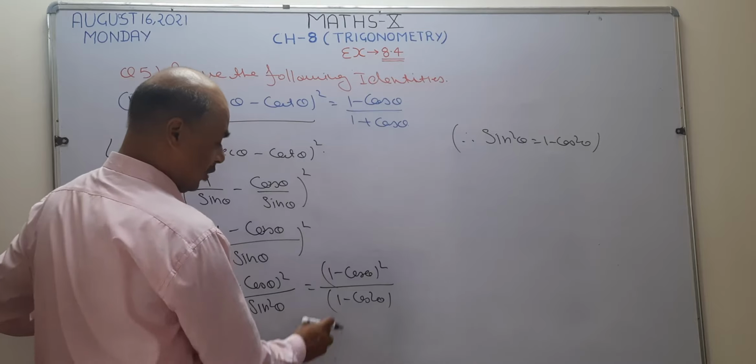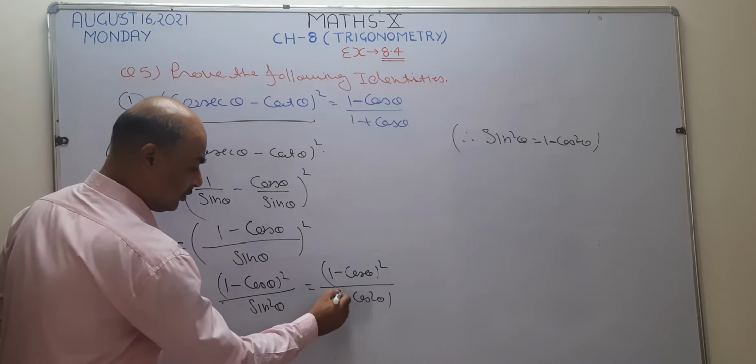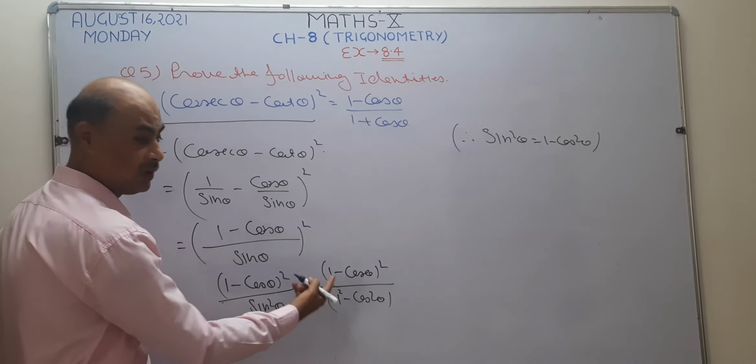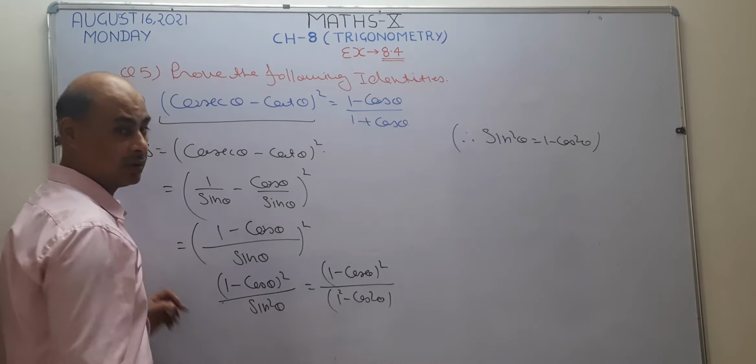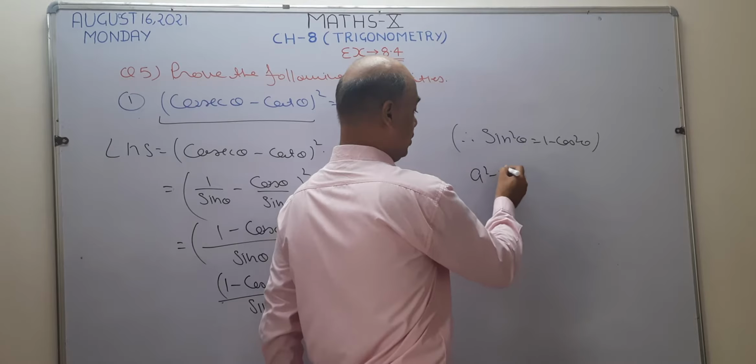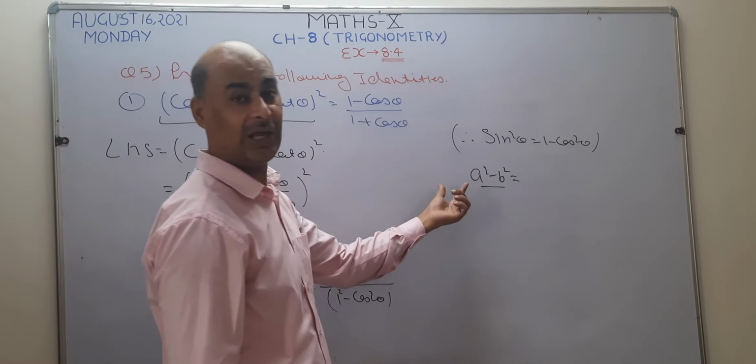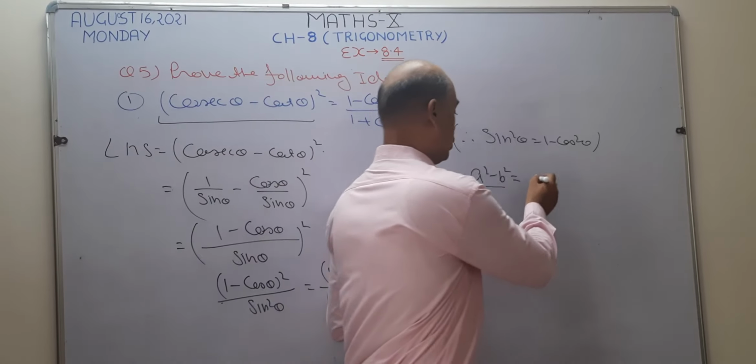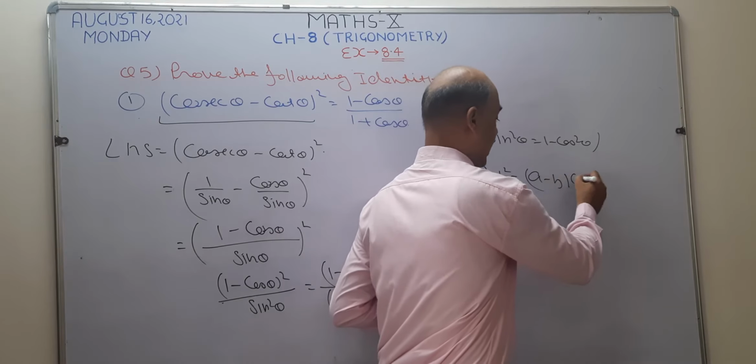Okay. Now 1 is there. Can I write 1 square? Because square of 1 is 1. So instead of 1, I want to write 1 square. Now I want to use one identity, a square minus b square. Identity of a square minus b square is a minus b, a plus b. So I write here a minus b and a plus b.